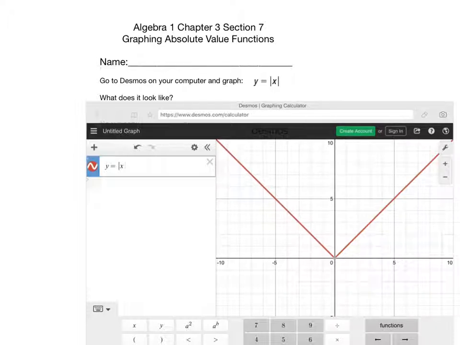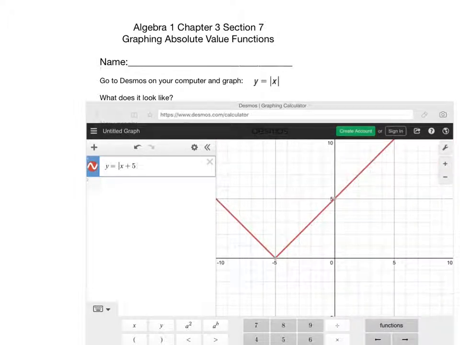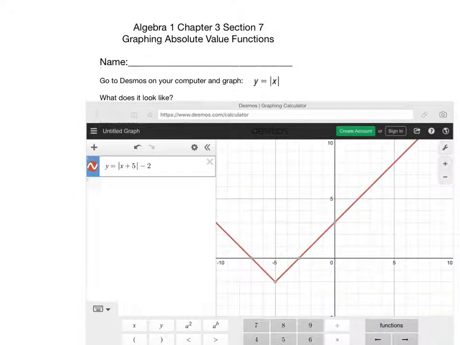Okay, left 5. Yeah, that's good. So what did you write? So left 5, you're going to have to do plus 5, and then -2. All right. So good. If you're able to do that, we can move on.